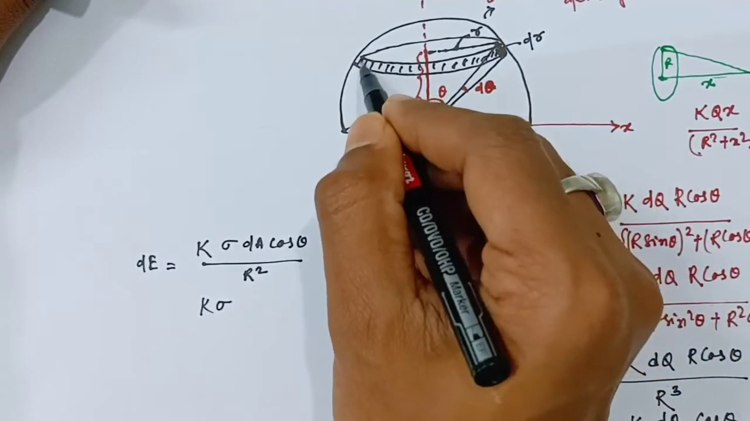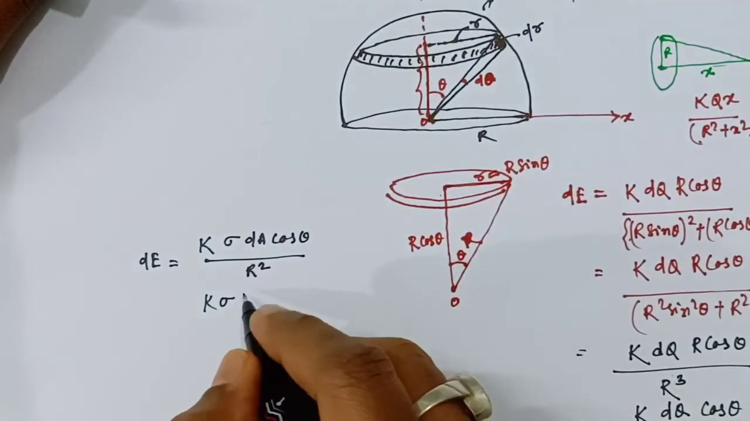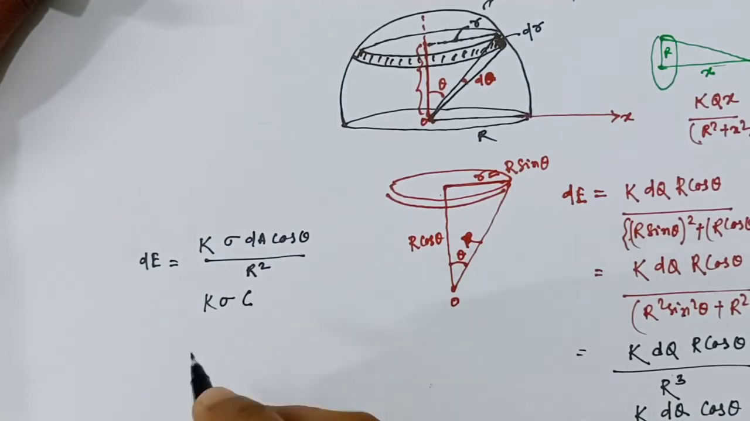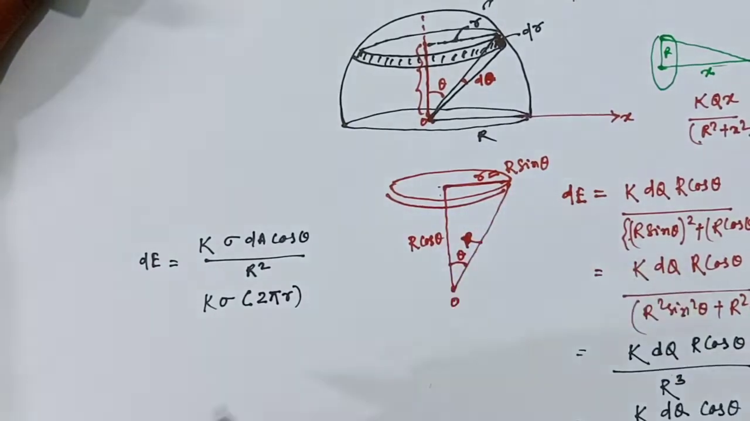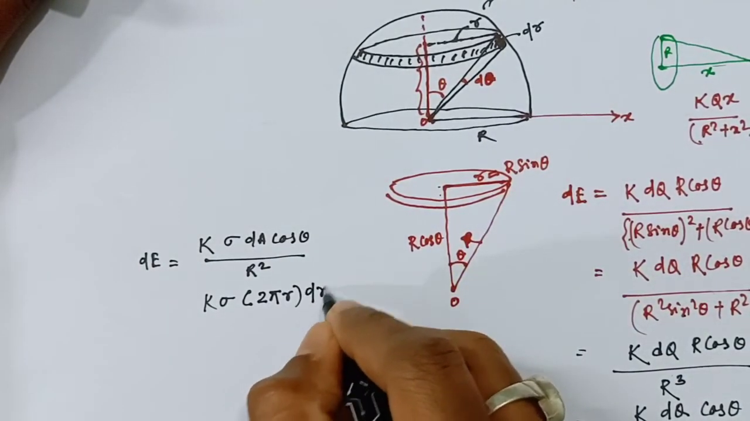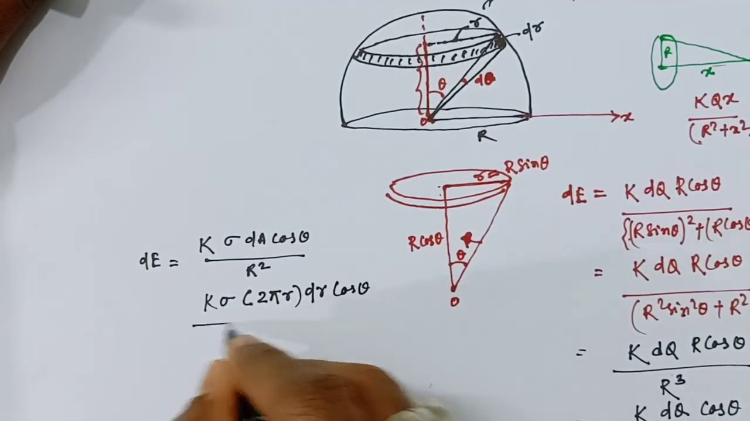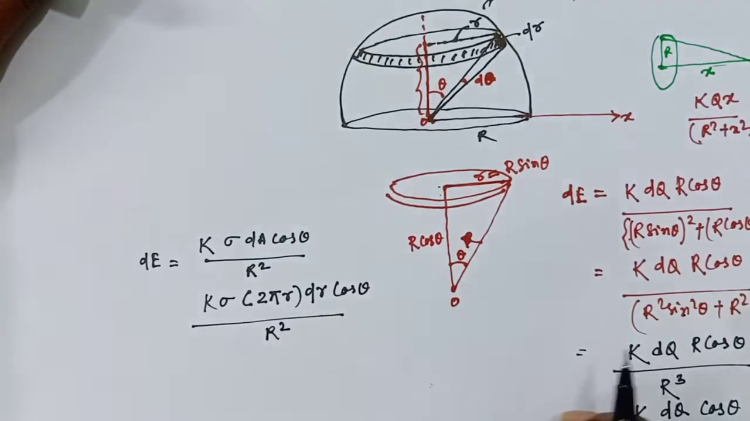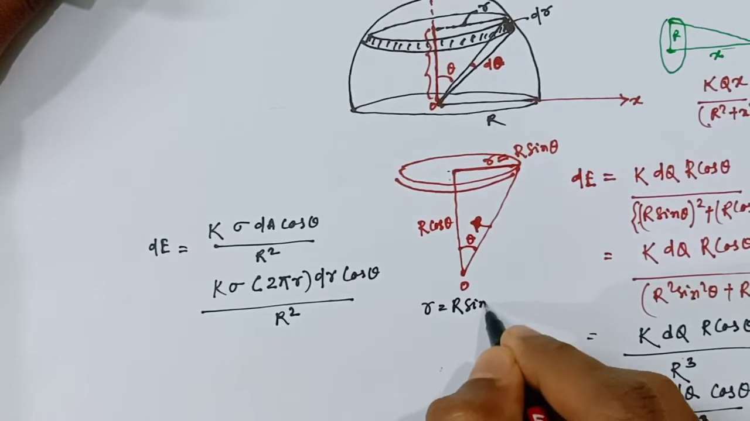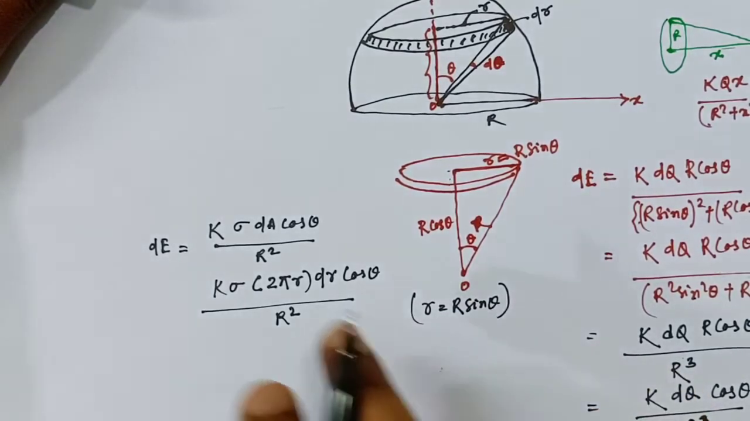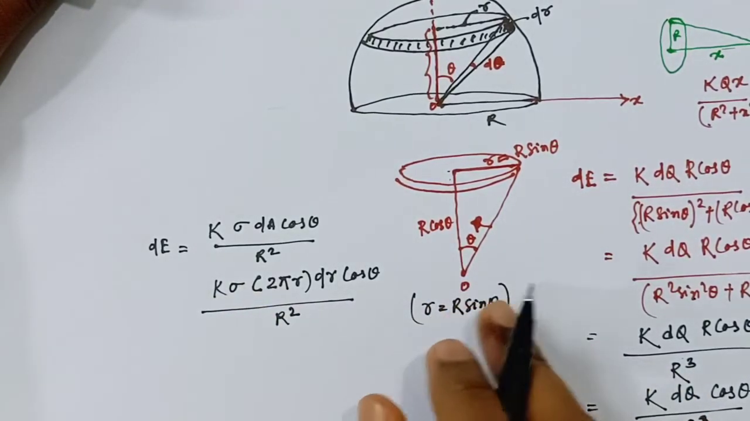What is the area of a ring? I can say area is nothing but perimeter into thickness. Perimeter is 2 pi r, the radius of the ring, into thickness dr, cos theta upon r square. And we know this small r equals R sin theta. I already said these things. So in place of small r, we can write R sin theta.